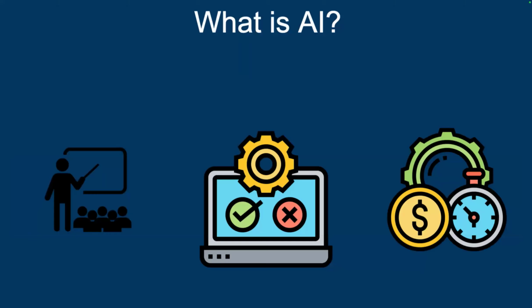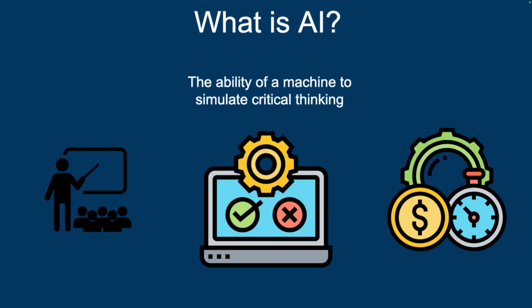So what is AI? Does anyone know what AI is, like the definition? Well, yeah, that's what it stands for. But more like the formal definition of AI. Something like that. AI is the ability of a machine to simulate critical thinking, definition by IBM.